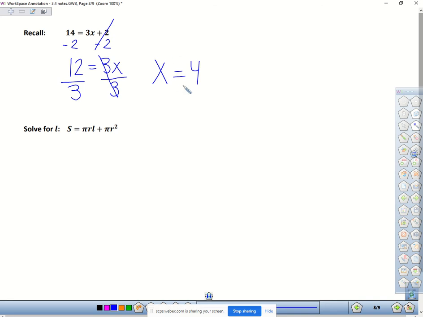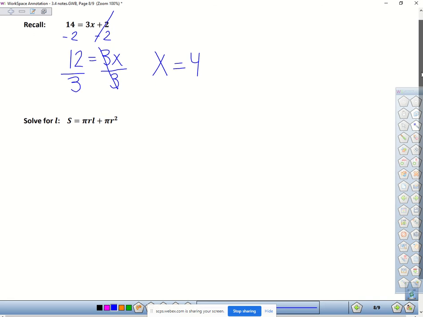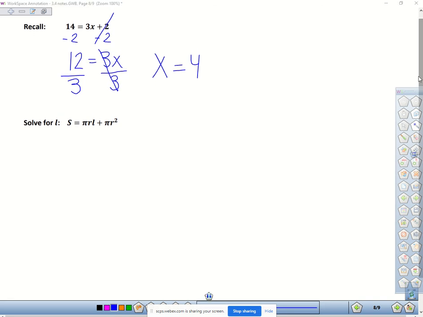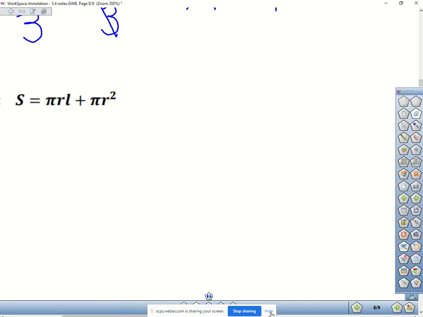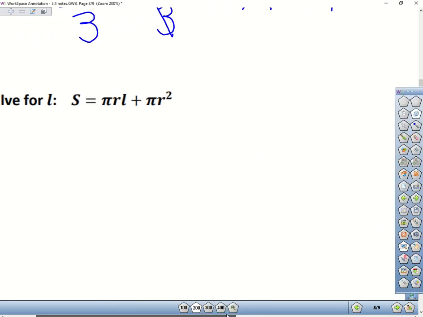So with a regular equation, we can solve and get a number answer. But with a literal equation, we can't do that. We can only get just more letters but moved around. So this time, we want to solve for L. Okay? So this looks complicated, but it's actually really a lot more simple than it looks. Okay? It's the same thing as what we did in the last one.